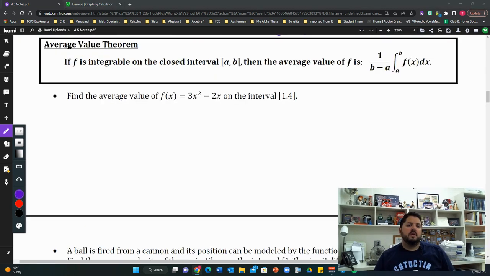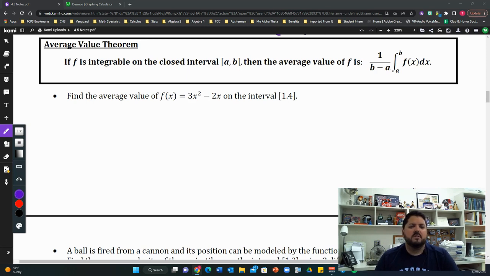All right, now we're going to take a look at an application. So we know the fundamental theorem of calculus now. So the rest of this section is just a look at different ways of taking that concept and applying it or interpreting it to different scenarios. The first of those is called the average value theorem.